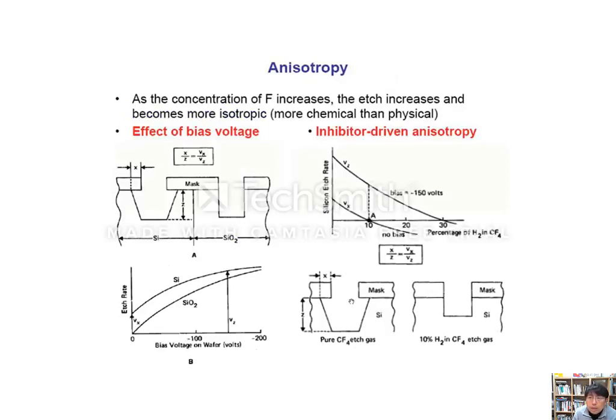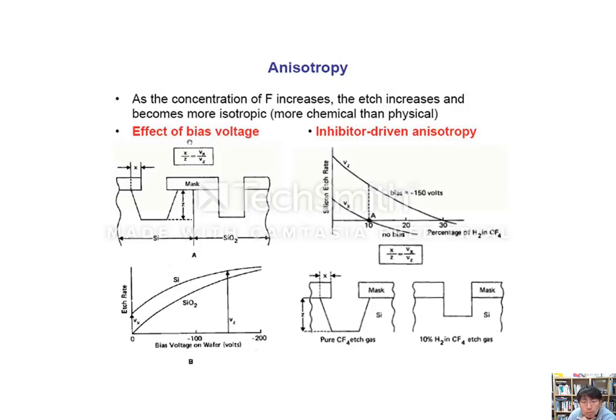Okay, and isotropic etching. Here, as the concentration of fluorine increased, the etch rate increased, and then it becomes more isotropic. That means it's more chemical than physical. Okay, so over here, there is a mask, and this is silicon, and this is silicon dioxide.